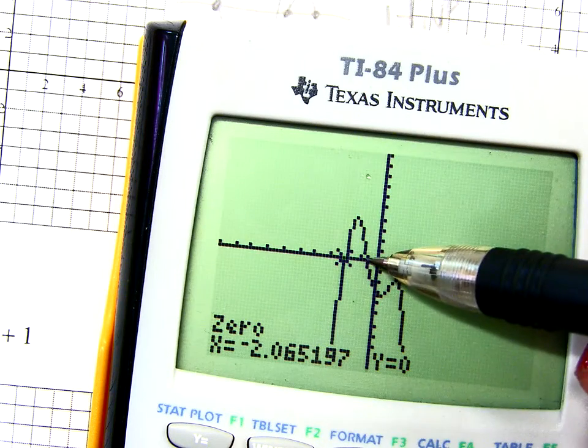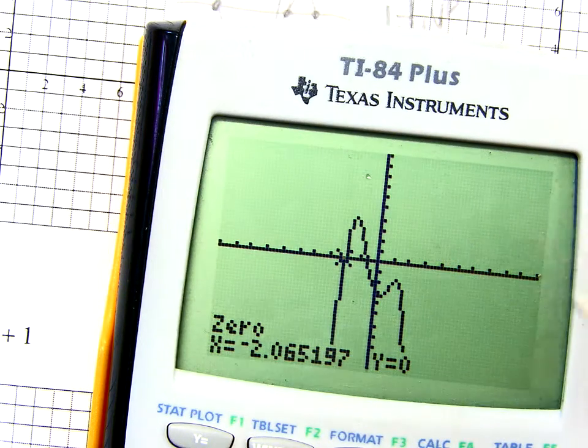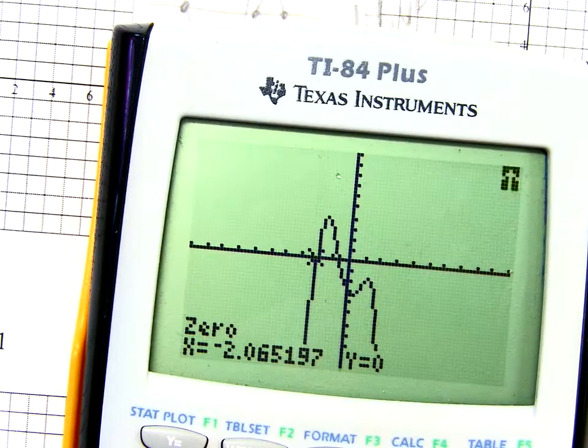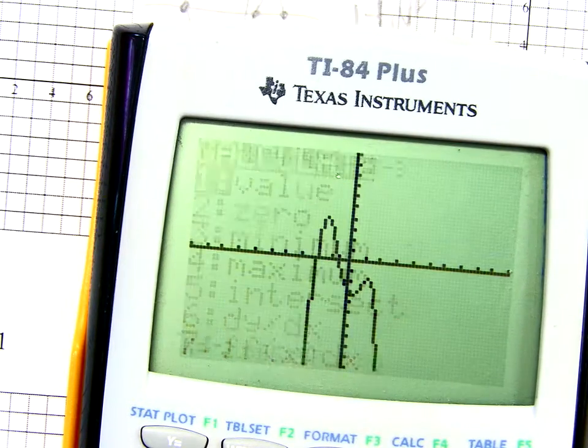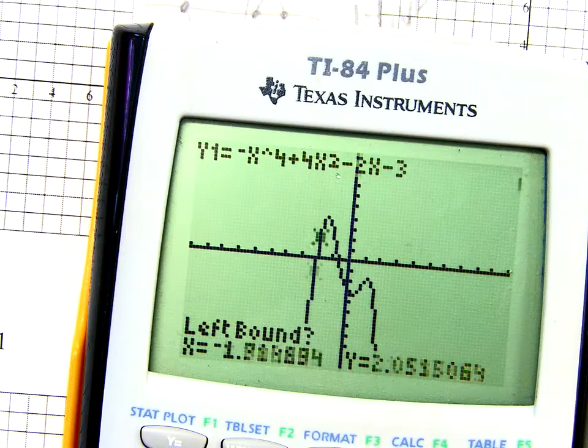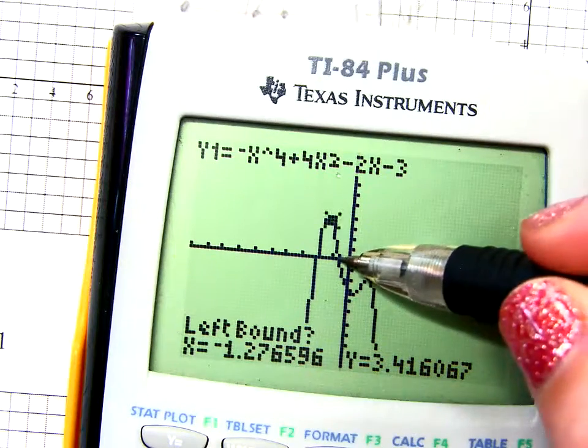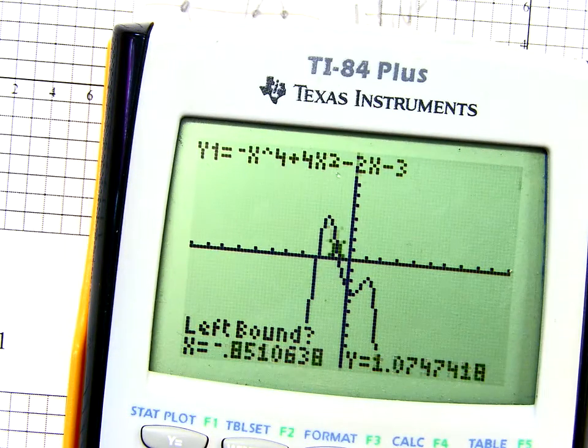So maybe this one right here. I go through the same steps, which were hit second calc, choose choice 2. But now I want to go to the left of this one, right? So just make sure that you are on the left-hand side.